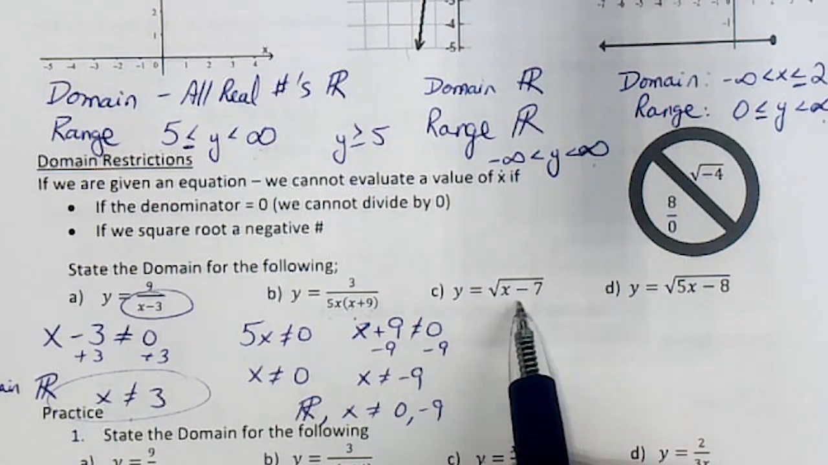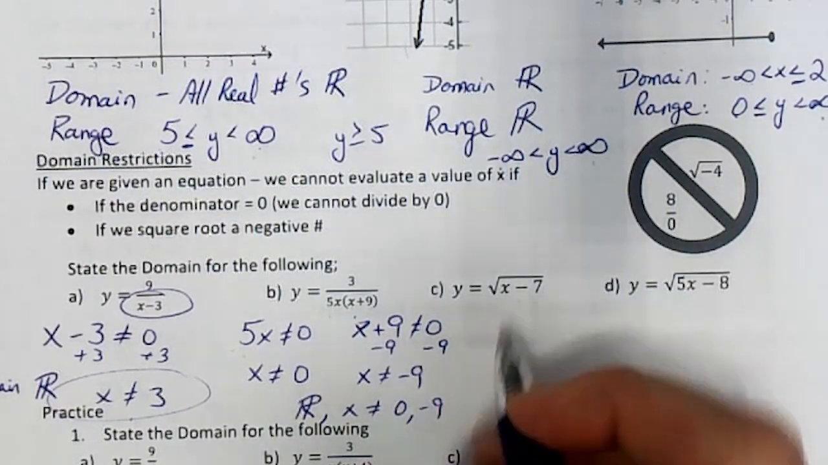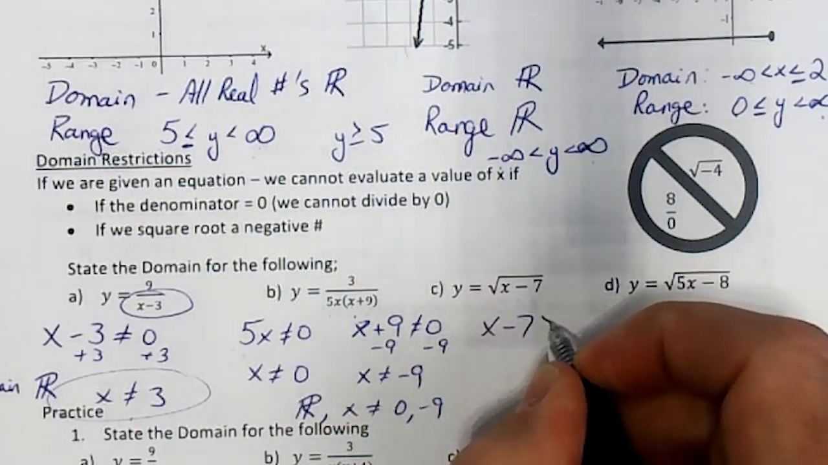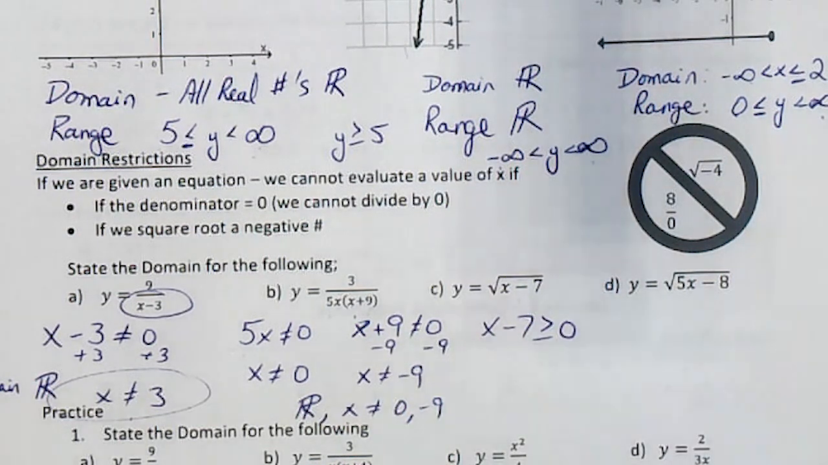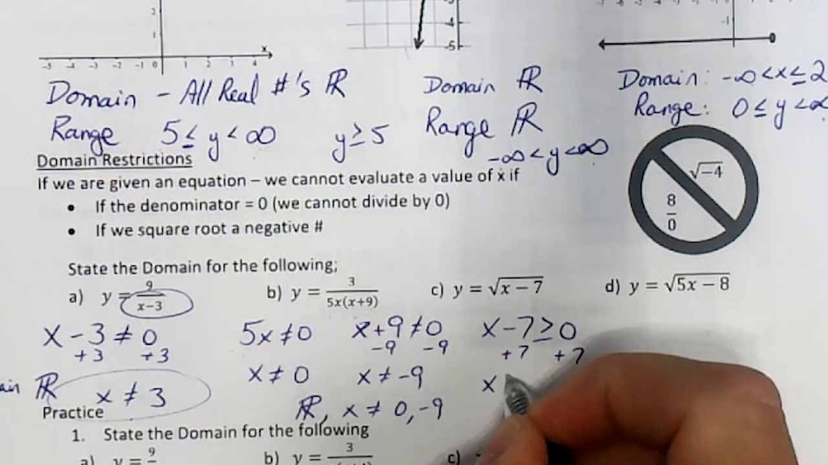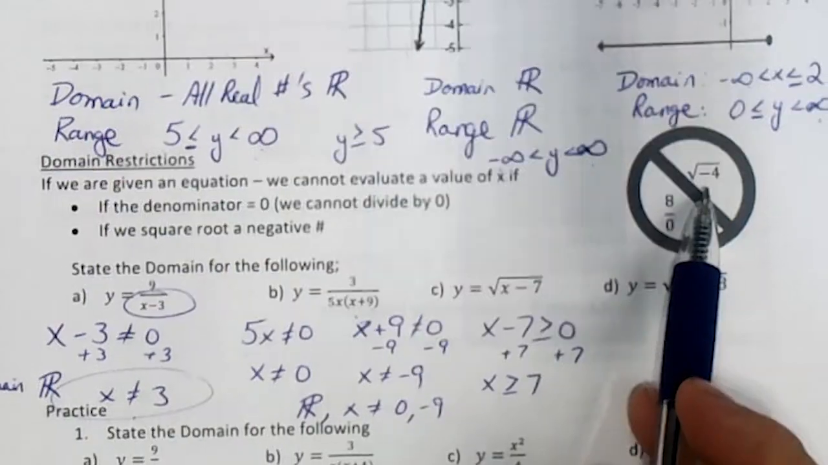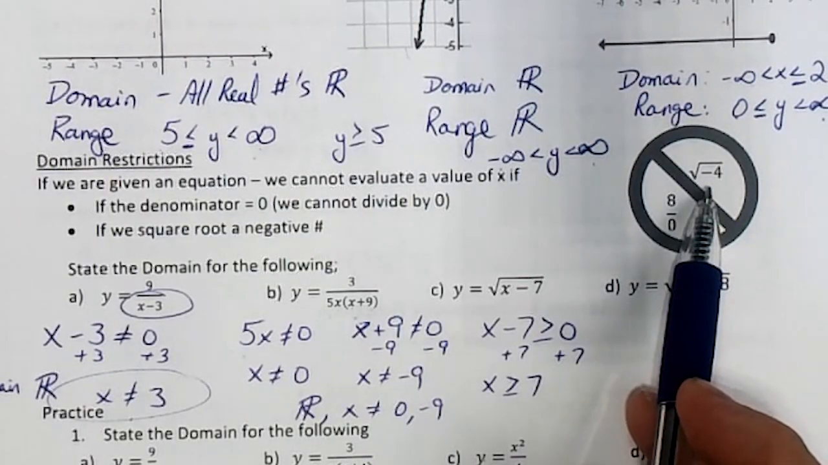Moving to C, now we have a square root sign. We know this cannot be negative. So x minus 7 must be 0 or larger. It must be positive. Now, algebra again, we add 7 to both sides. X must be greater than or equal to 7. Anything smaller will get a negative square root. It does not work, not possible.